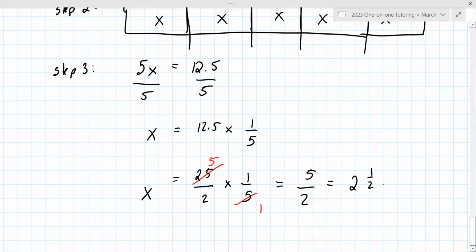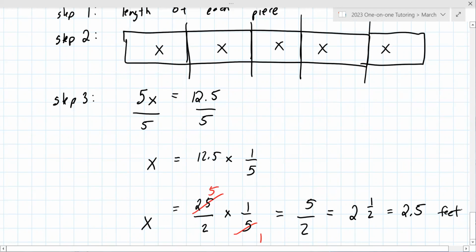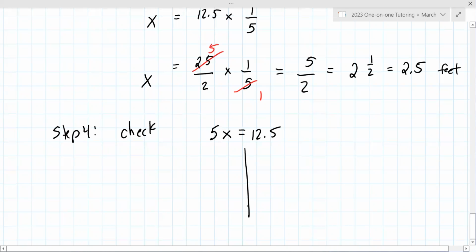Yes. Or 2.5. Okay. What are the units of that? Um, would they be feet? Feet, yes. Okay. Step 4 is to check. So you go back to your equation 5x equals 12.5, and you put x equals 2.5 in. Okay. So it's like, is 5 times 2.5, is that 12.5?